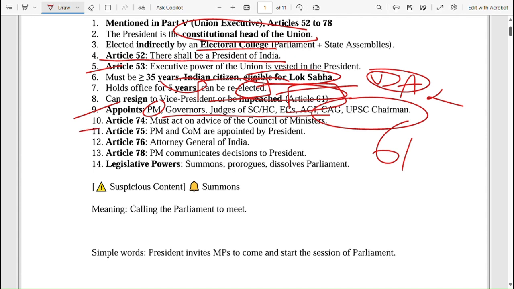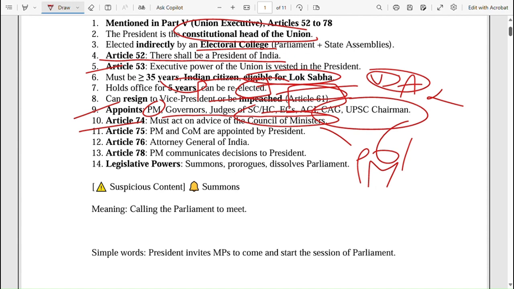Article 74 says that the President must act on the advice of the Council of Ministers. The Council of Ministers includes the PM and other ministers such as the defense minister, finance minister, etc. All of them come under the Council of Ministers. What they say has to be followed by the President. That is mentioned in Article 74.